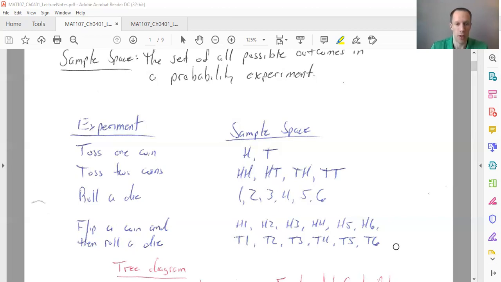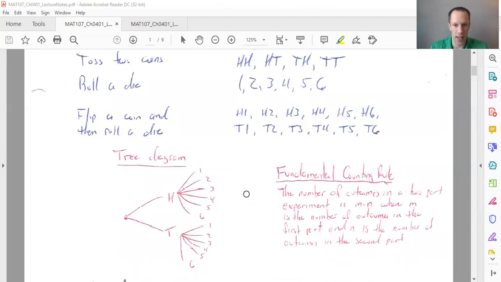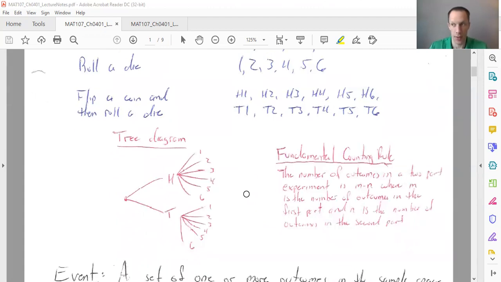When you have a multi-part experiment, if you want to know the total number of outcomes in your sample space, just multiply the number of outcomes for each part of the experiment. Now, something that can help us to get the sample space in a multi-part experiment is called a tree diagram.